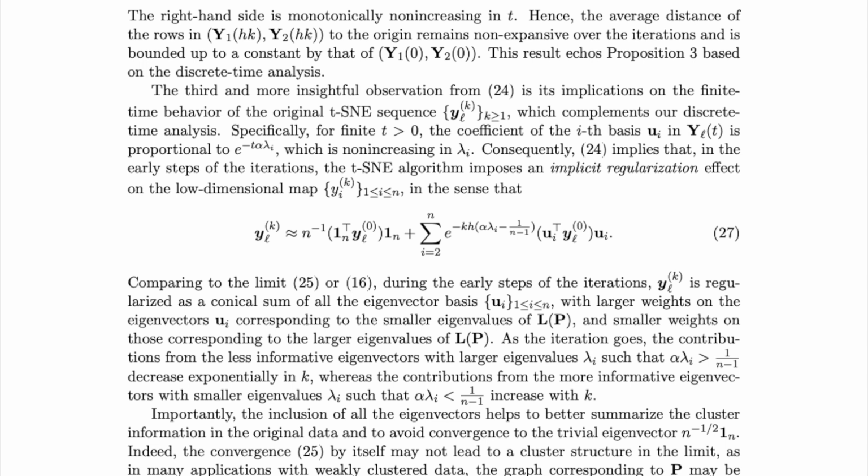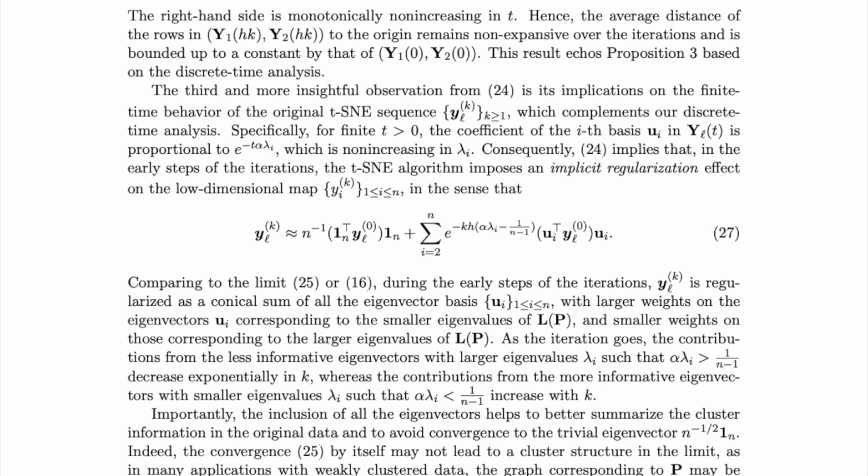The third and more insightful observation from (24) is its implications on the finite time behavior of the original t-SNE sequence y(k), k greater than or equal to 1, which complements our discrete time analysis. Specifically, for finite t greater than 0, the coefficient of the i-th basis u_i in y(t) is proportional to e to the minus t lambda_i, which is non-increasing in i.